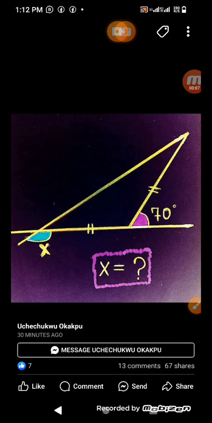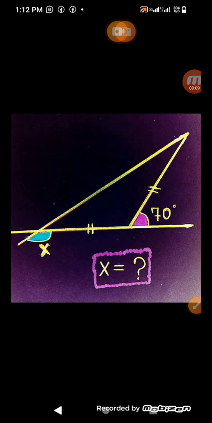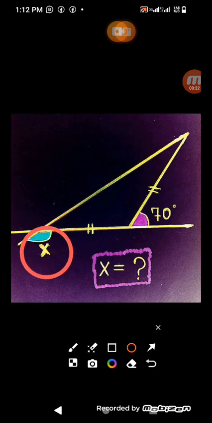From the angle and the figure we see here, this is a triangle. You can see this is a triangle. The whole of this is a triangle. So we're expected to find the value of x. This is x here. So the question is, how do we go about it?